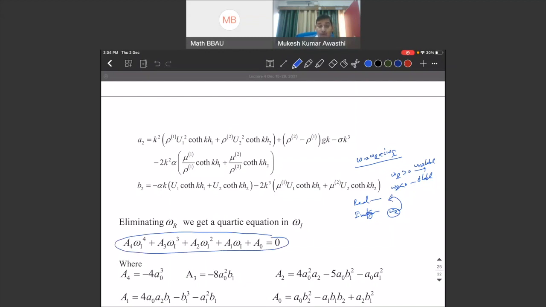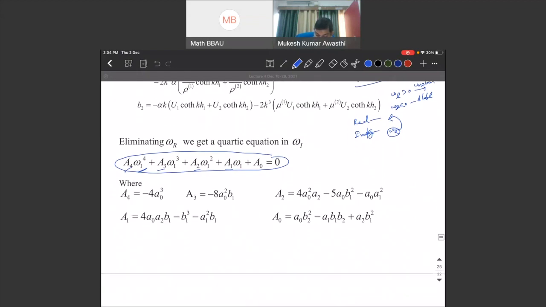Now this is a fourth order equation, so we'll get 4 roots of omega i. If we wish to plot the maximum growth rate, then we will plot the highest value of omega i. Here all the coefficients are real, so if omega i is complex, then it will be in pairs.